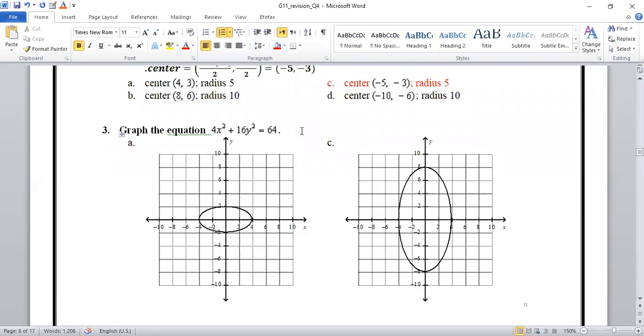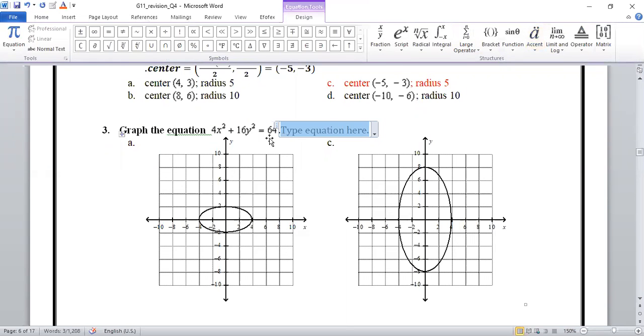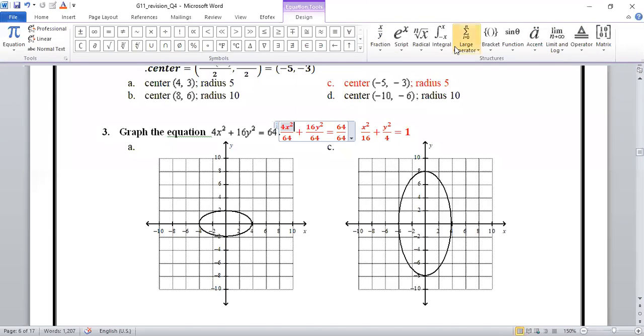Number 3, graph the equation 4x squared plus 16y squared. Okay, first we need to divide this equation by 64. After we divide this equation by 64 as shown, we get x squared over 16 plus y squared over 4 equals 1. This equation is the general form of an ellipse.